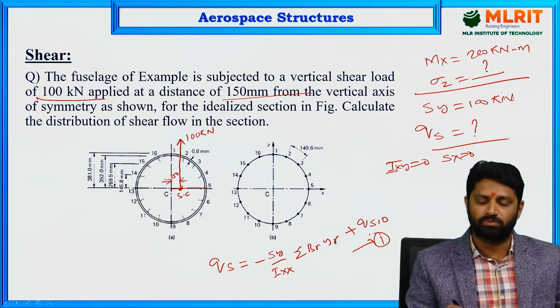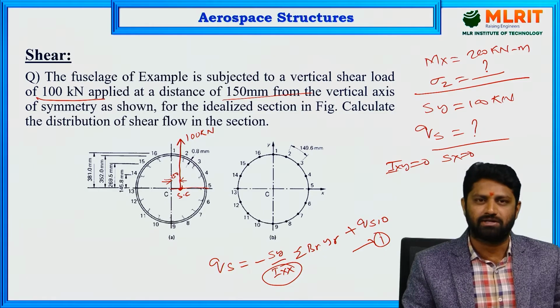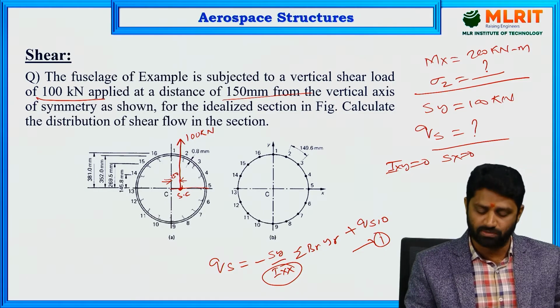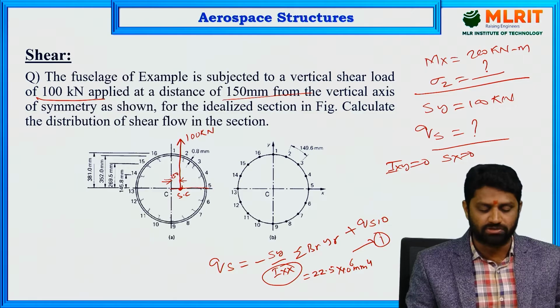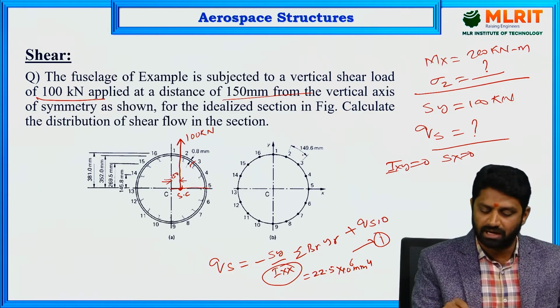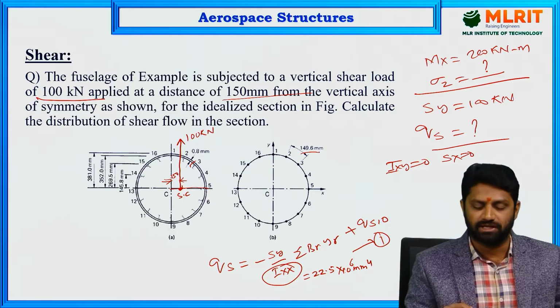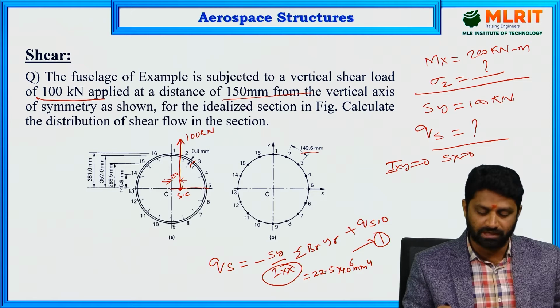So clearly, looking at this equation, Sy is the shear load that is given, and you need to calculate the moment of inertia. We calculated the moment of inertia for the previous problem, which is equal to 22.5 into 10 to the power of 6 mm to the power 4, because all the 16 stringers are similar, their thickness is also similar, and the distance between each stringer is also the same. So therefore we get the moment of inertia.